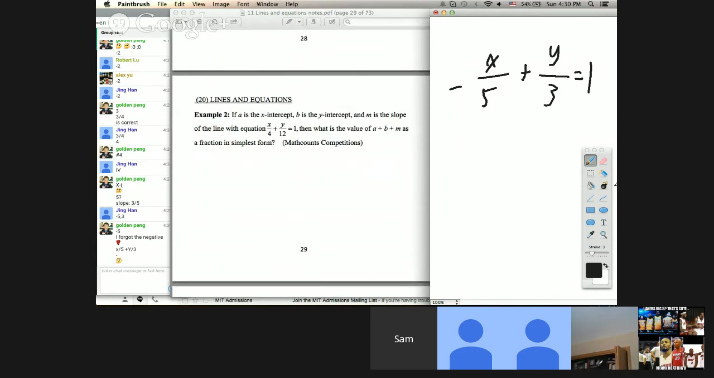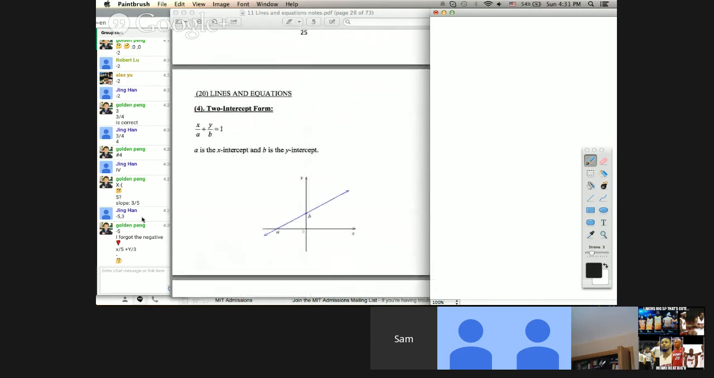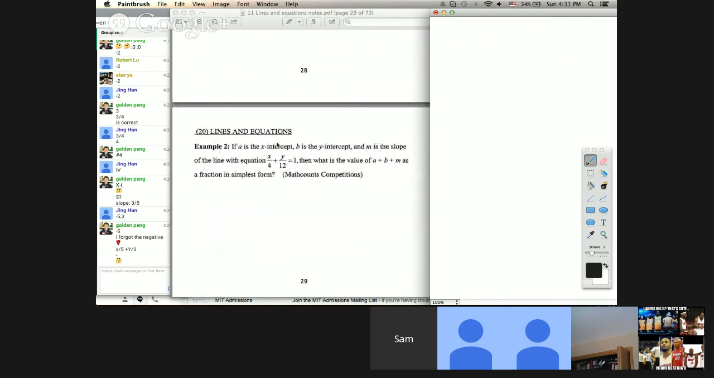Okay, let's try this math counts problem. It's kind of like a 3-step, or more of like a 2-step problem. If a is the x-intercept, b is the y-intercept, and m is the slope of the line with this equation, what is the value of a plus b plus m? So again, you should keep in mind that this is the equation of a line with the x-intercept of a and the y-intercept of b. That would help you solve this problem.